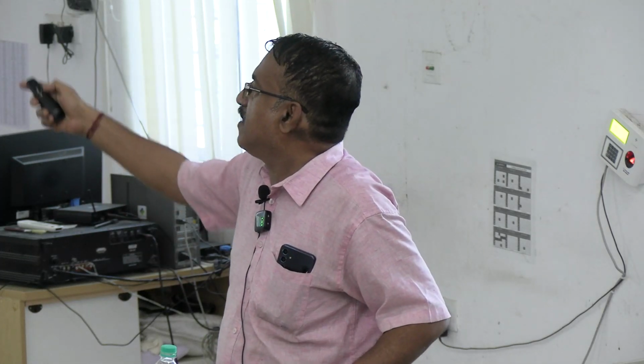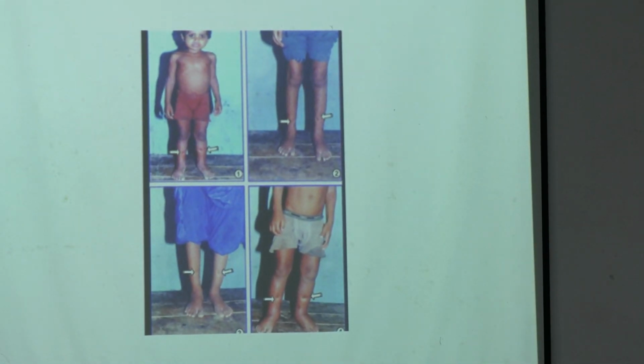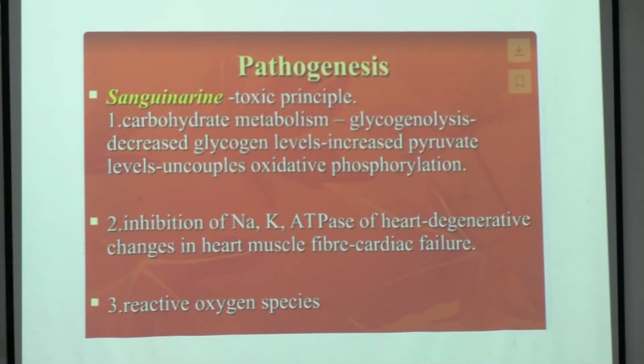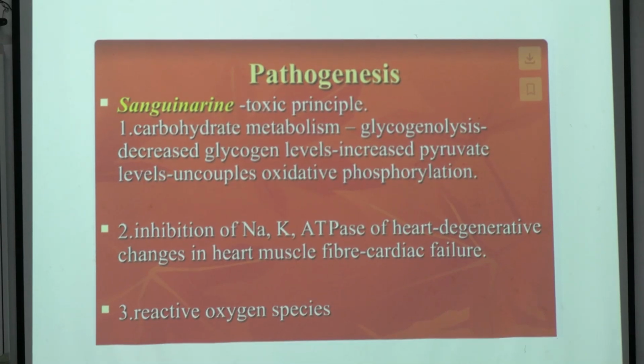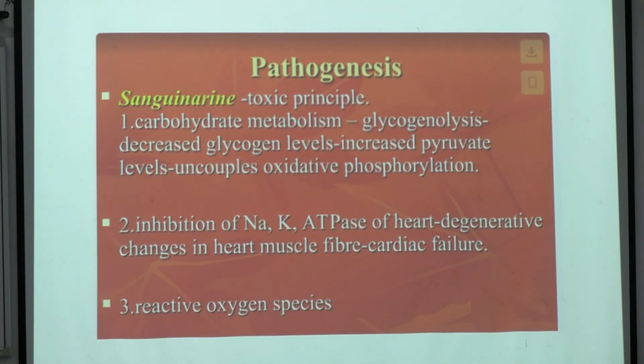You have edema. You see the arrows pointing to edema. This is due to argemone poisoning. Here the toxic principle is sanguinarine. What happens is there are decreased glycogen levels and increased pyruvate levels, it uncouples oxidative phosphorylation, then inhibits sodium potassium ATPase, which causes degenerative changes in the heart and can cause cardiac failure. Okay, so that is the pathogenesis of this.